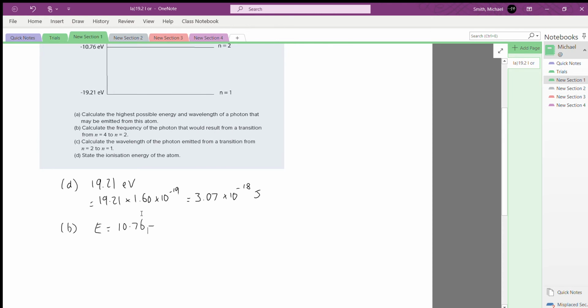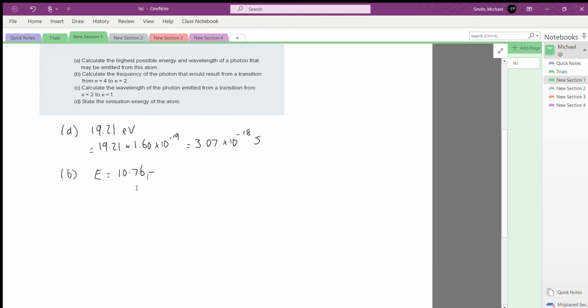minus 2.08 electron volts, and so that'll end up being 8.68 electron volts, which we can convert to joules in the same way. I'm just going to do the calculation rather than showing the working for every single one, and this will end up being 1.34 times 10 to the power of minus 18 joules.